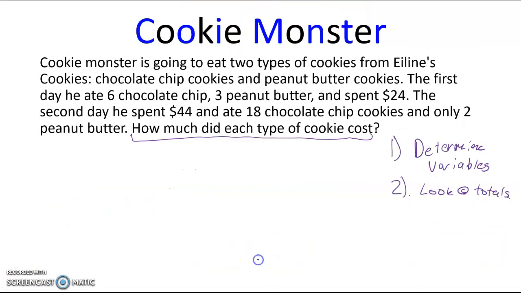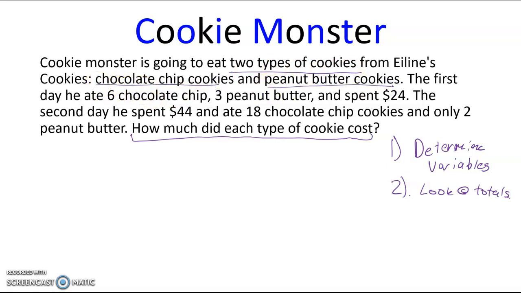All right, so we got this next one here. It's essentially this question about Cookie Monster, and he's eating all these cookies, and it asks how much each type of cookie cost. Now we have 2 types of cookies, chocolate chip cookies and peanut butter cookies.